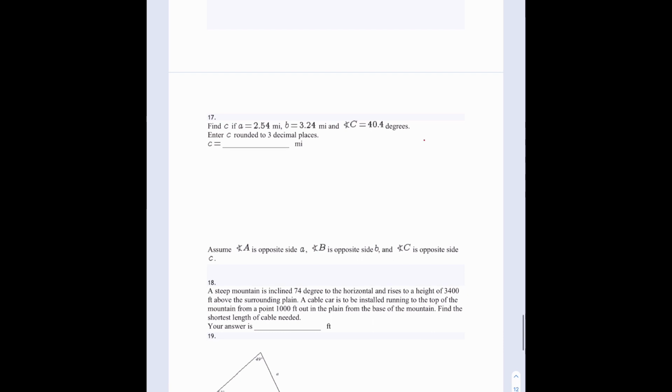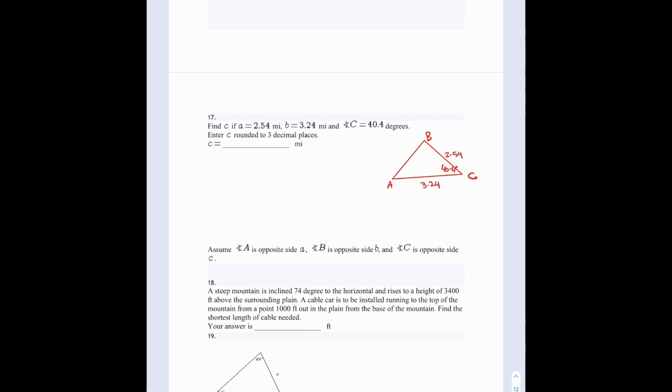And then question number 17. I was given a triangle and I need to measure the side C. So I'm going to sketch the triangle here. The triangle doesn't have to be a right triangle. I'm going to name it A, B, and C. I know that side A is 2.54 and side B is 3.24 and angle C is 40.4 degrees.